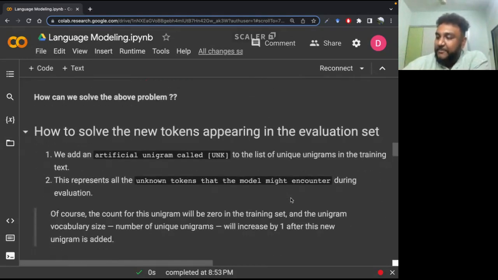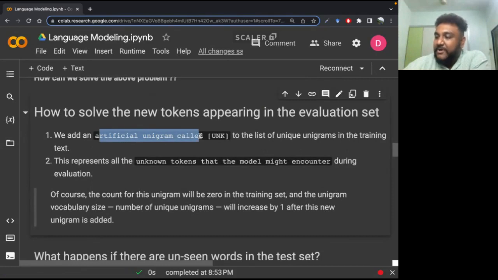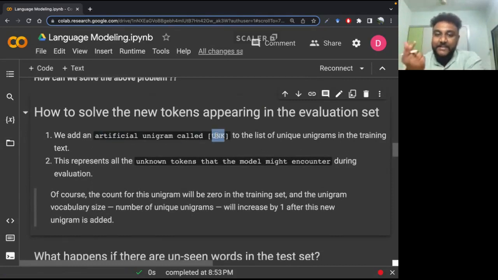So the way we solve the problem is we introduce this artificial unigram called UNK. The UNK basically means it is an unknown pattern that we have encountered. So we basically say all the unknown words will fall under this category, which is known as UNK.